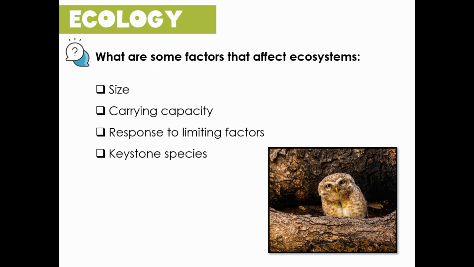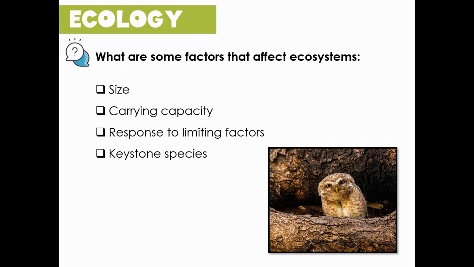All right, our next question is, what are some factors that affect ecosystems? So you need to be able to kind of talk through these factors and how they might affect an ecosystem. So size. Is the ecosystem large? Is it small? Does it have enough space to accommodate the organisms in the ecosystem? Carrying capacity. So this is the number of organisms that can be supported in an ecosystem. So is the carrying capacity high or low, or is there enough space to accommodate all the organisms?